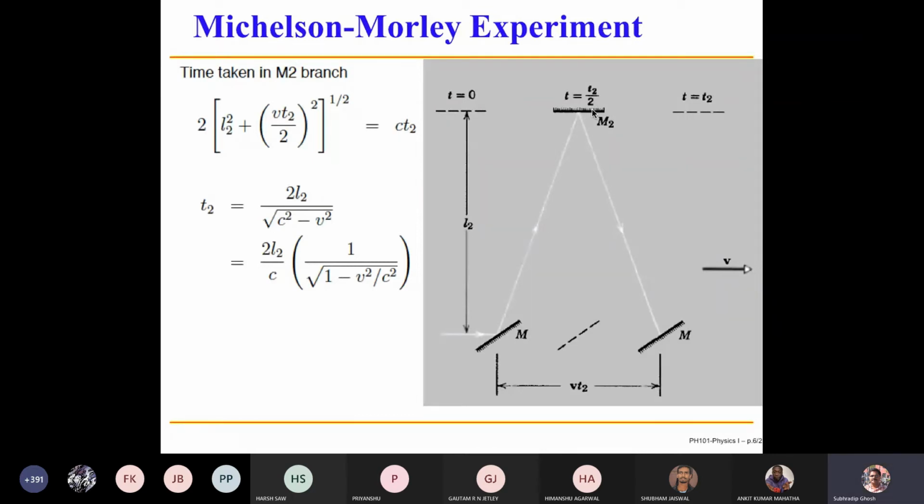Do you get my point? Okay. And when it comes back, he was expecting that it will go simply down in the perpendicular direction and find the mirror M. But the mirror M by that time has moved again to this position. So it has to bend itself and come back to this point in order to get transmitted.